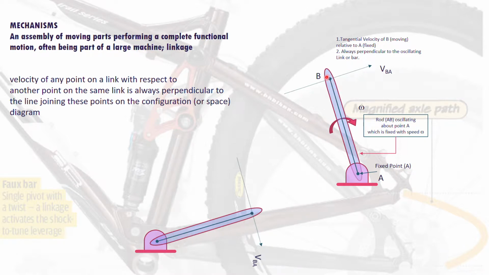In this case, when the rod is at this angle, you can see the velocity component is in this direction. When the rod goes up to this particular angle, then the component of velocity should be pointing downwards in this direction.